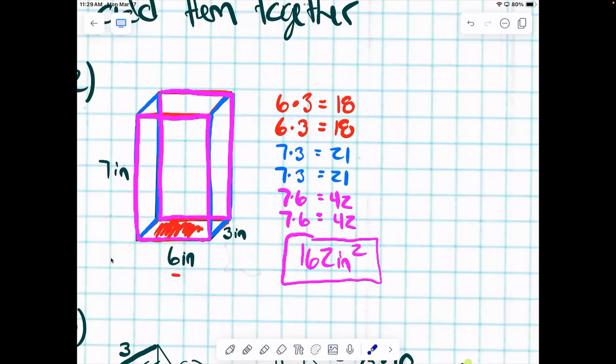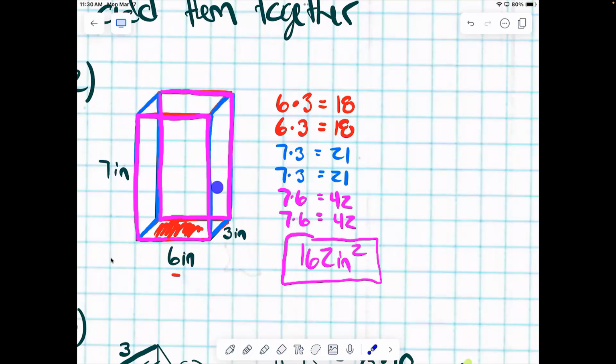Yes. So I'm not going to do all of them, but imagine this is the bottom face of the rectangular prism. What's the base? 6. What's the height? 3. So we find 6 times 3. We write that down, yes? Yes. Is this also going to be 6 times 3 up here? Yes. Yeah, so we wrote our second 6 times 3 down.